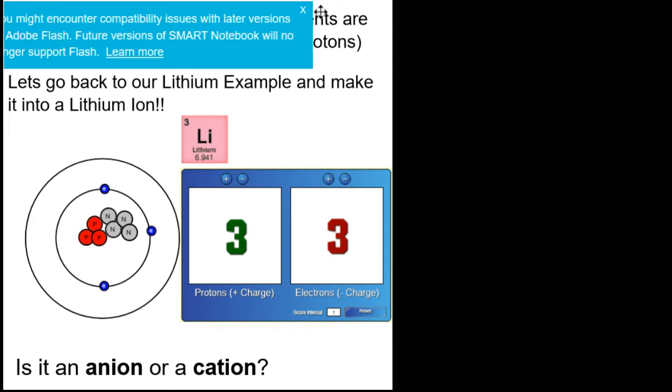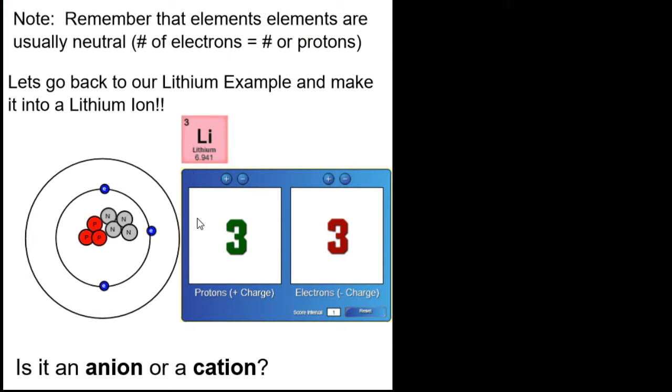We're looking at our lithium example again. Right now we have 3 protons and 3 electrons. If we were to remove an electron, we now have 1 fewer negative charge. We have an excess positive, so this is going to be a lithium positive ion. We write that as Li+.